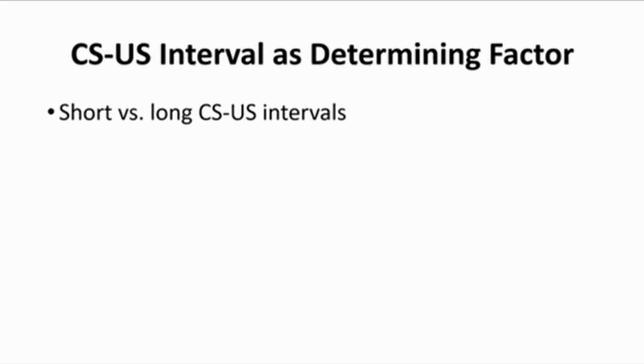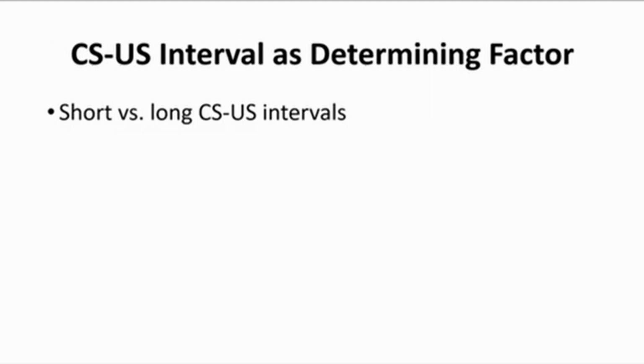Another variable that we should consider is the CS-US interval. Basically, how long of a gap is it between the presentation of the conditioned stimulus and the follow-up from the unconditioned stimulus? In general, a short CS-US interval is going to activate responses that are appropriate for immediately dealing with that unconditioned stimulus, whereas a long CS-US interval is going to activate responses that prepare the organism for that unconditioned stimulus over a longer span of time.